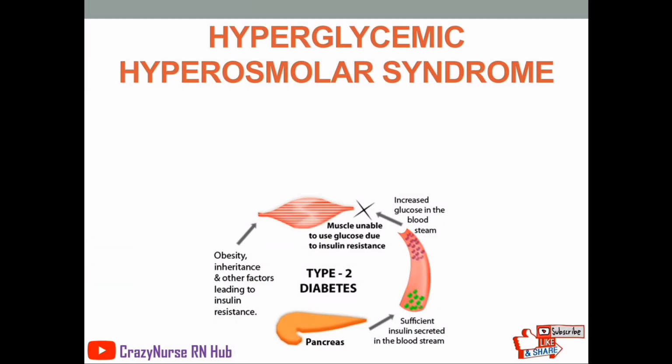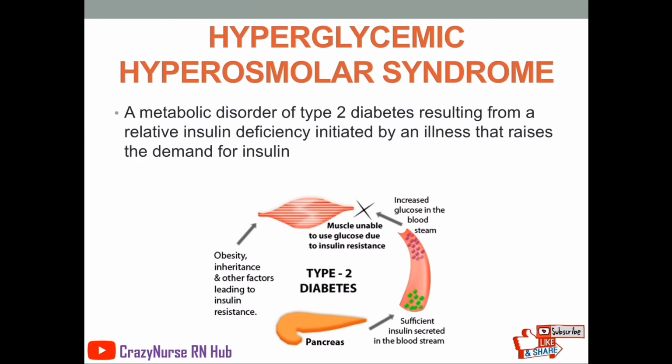Next complication is hyperglycemic hyperosmolar syndrome, or HHS. It is a metabolic disorder of type 2 diabetes resulting from a relative insulin deficiency initiated by an illness that raises the demand for insulin. And basically, this is the complication of type 2 diabetes. It alters the sensorium or sense of awareness of our patient.